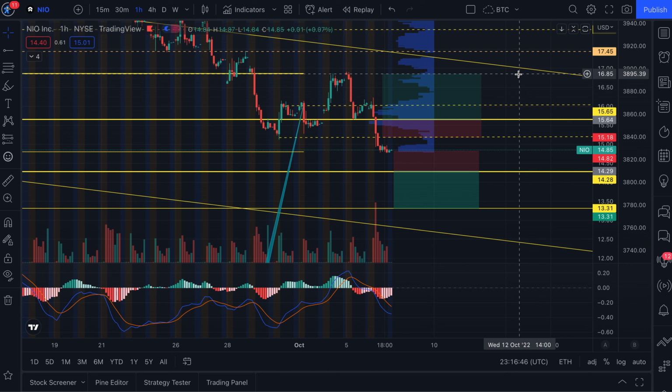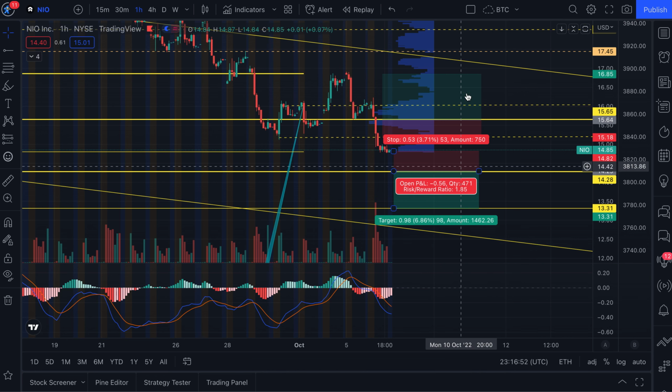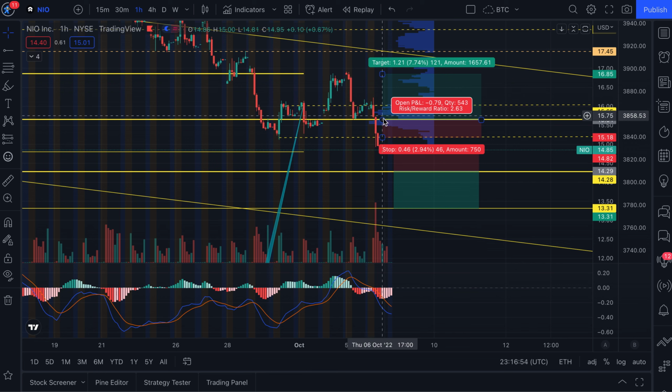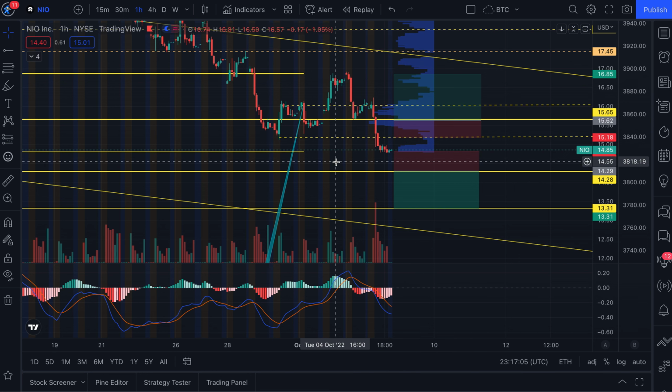So if we assume this is going to break down towards the bottom of this channel, then this is our play. Otherwise, if we think it's going to bounce and at least go for the top of the channel, then this is our play. We just adjust this, make some room for overnight. Okay, so that is what our play will look like.